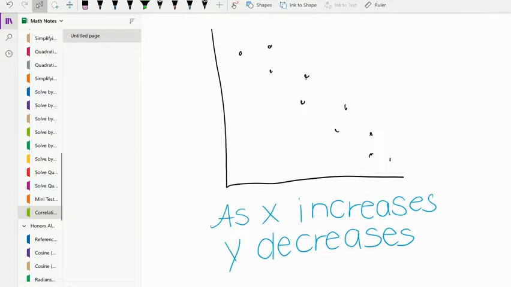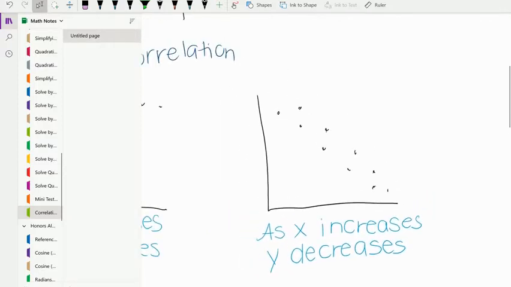We can see that the data points are going downwards, and again, that's when you look at it from left to right. It says as x increases, y decreases. So this is the exact opposite, and this would be negative correlation. We can see that they are decreasing.